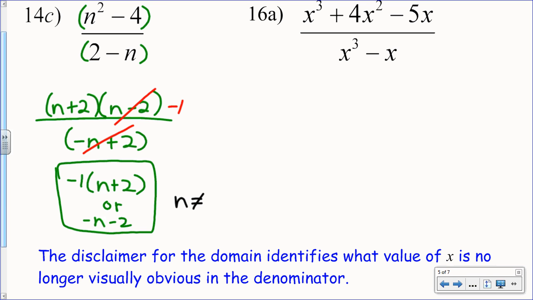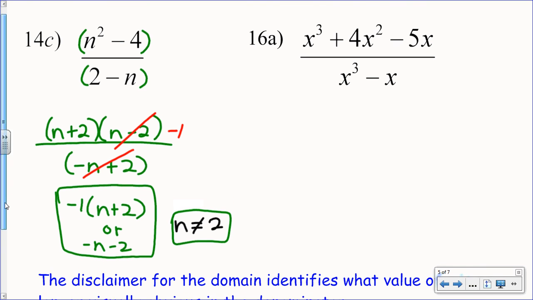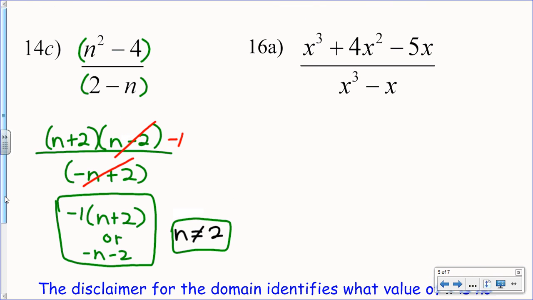Okay, so I only had one n in the denominator. So n cannot equal, you can even look at it from up here if you want. n can't be 2. Okay, look at 16a.